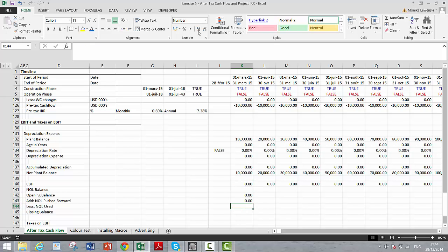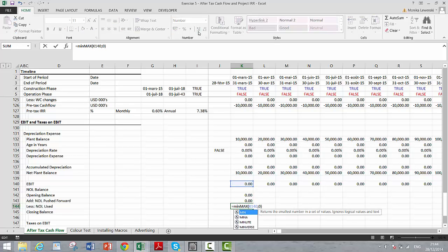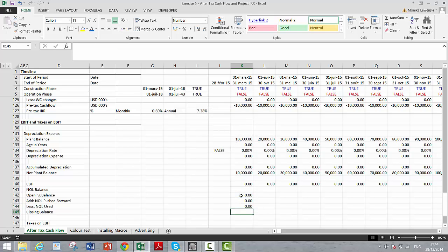And then here's the most tricky one. We're going to use it only when, number 1, this has to be positive. Also, we can never use more than the opening balance. So we'll use either all of the EBITDA or the opening balance, whichever is less. And then our closing balance is our opening balance plus the amount we push forward minus the amount we take away.